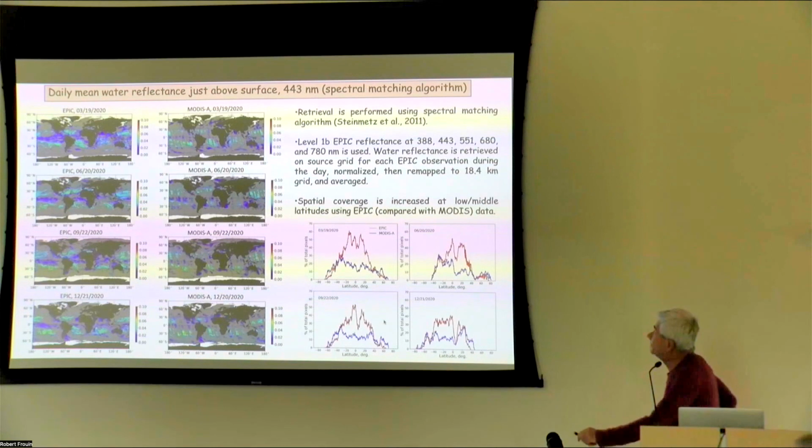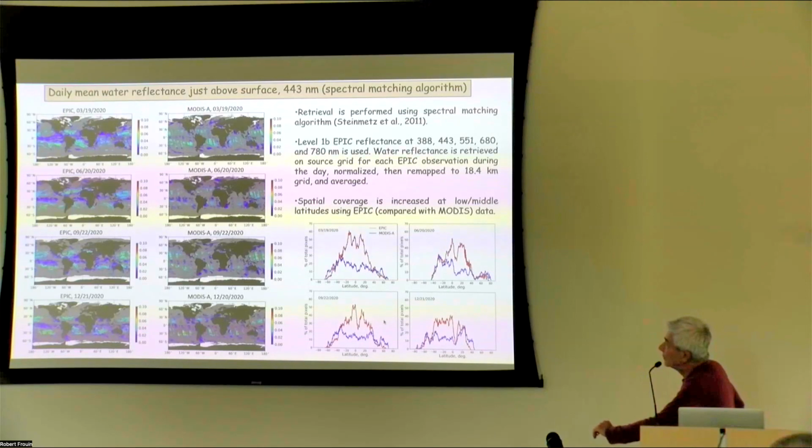So now, these are products that you can get: the daily mean water reflectance just above the surface at 443 nanometers, using a spectral matching algorithm. Here, the polymer algorithm of Steinmetz was used. On the left, you have global maps at solstices and equinoxes in 2020, so 4 different dates. On the right, you have the corresponding maps from Aqua.